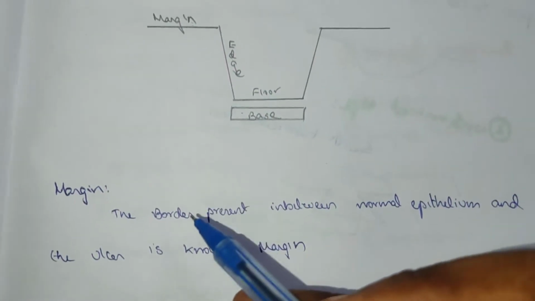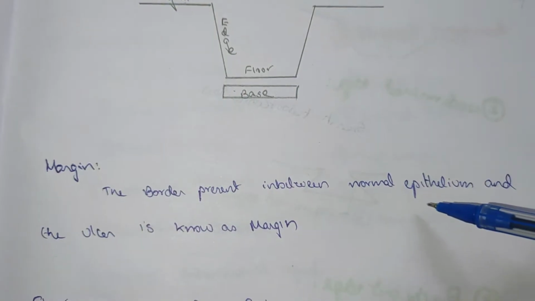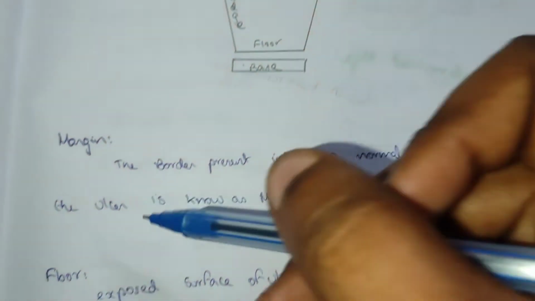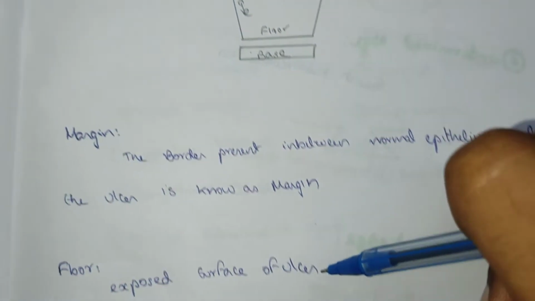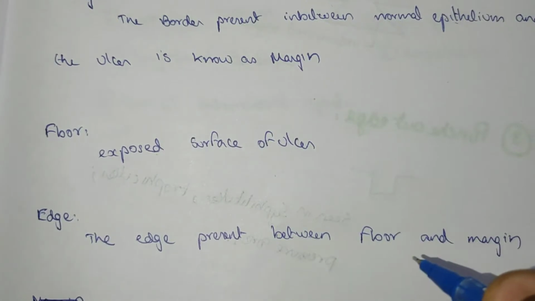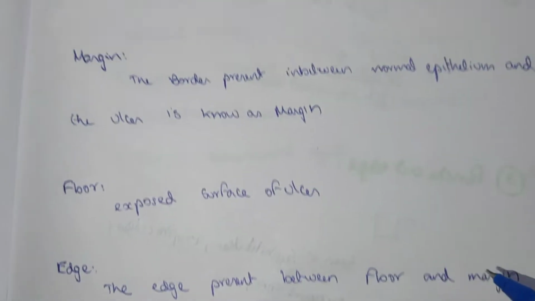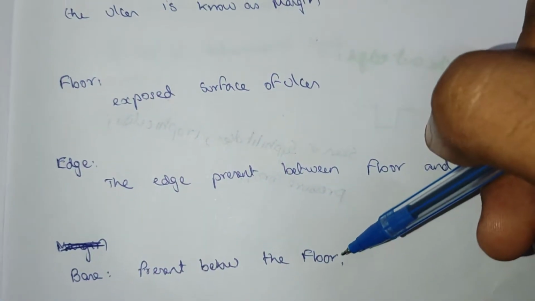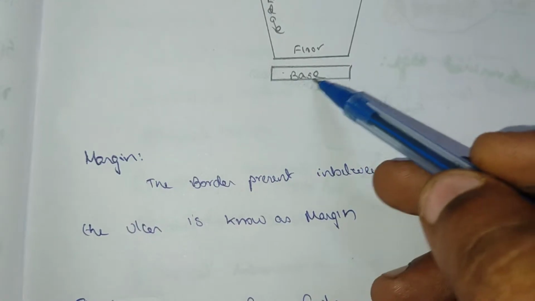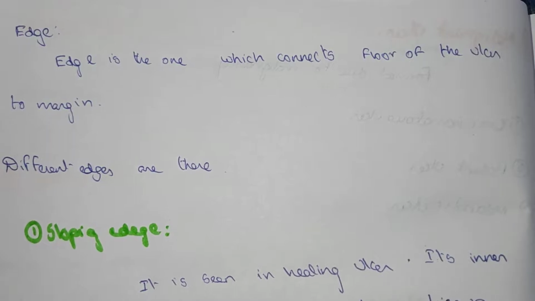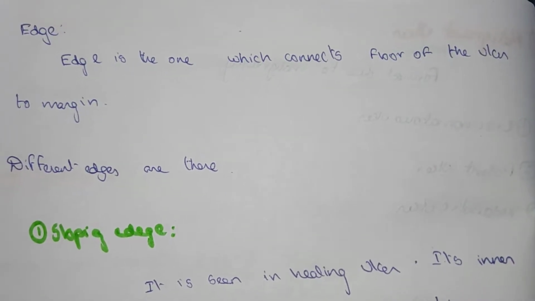The margin first. The border present between the normal epithelium and the ulcer is known as margin. Floor. It is the exposed surface of the ulcer. When we see from the top, the floor is visible. Edge. The edge is present between the floor as well as the margin. The base is present below the floor. So edge is the one which connects the floor of the ulcer to the margin.